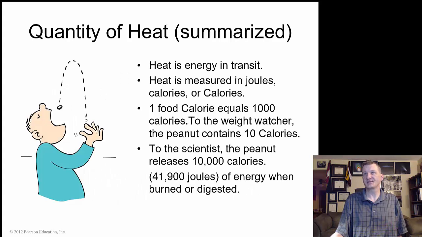So, to summarize this, heat is energy in transit. Heat is measured in joules, calories, or Calories, the big letter C, meaning kilocalories. There's 1,000 calories in a kilocalorie. So a scientist would measure a peanut releasing 10,000 calories. That's a bit of heat.